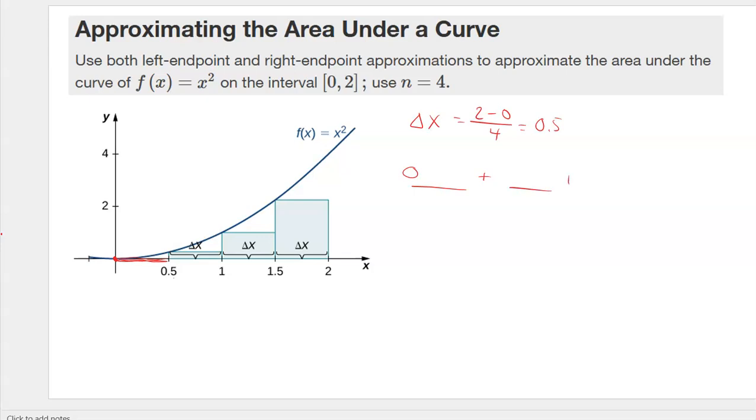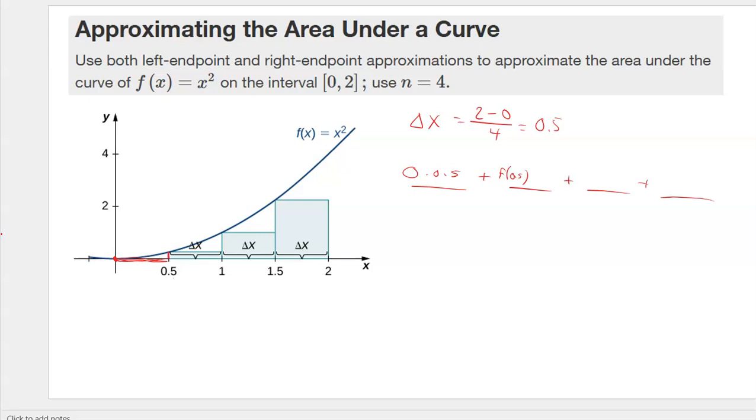I have 4 blanks here for the 4 rectangles. My height of my first rectangle is f of 0 times my width. For the second rectangle, I need to figure out what my function evaluated at 0.5 is. Now where am I getting the 0.5 from?